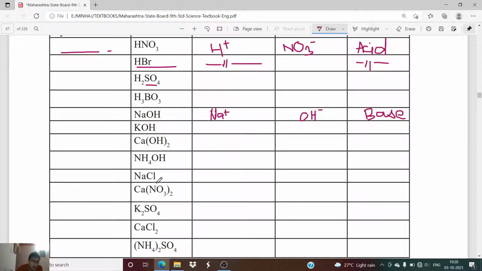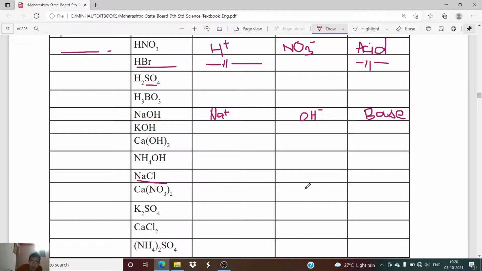Now next you can see NaCl. We all know it is common salt, the molecular formula for common salt, and the molecular name of this compound is sodium chloride. Now Na plus is the basic radical and Cl minus is the acidic radical. In both the radicals, basic and acidic, you will not see H plus ion or OH minus ion. That means it is neither acid nor base. So sodium chloride is neither acid nor base. In that case it is a salt.